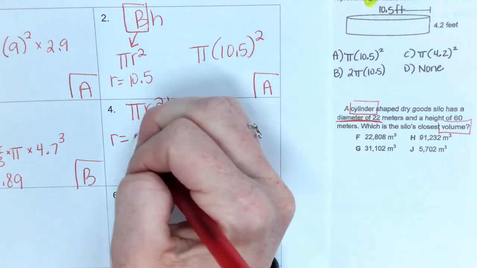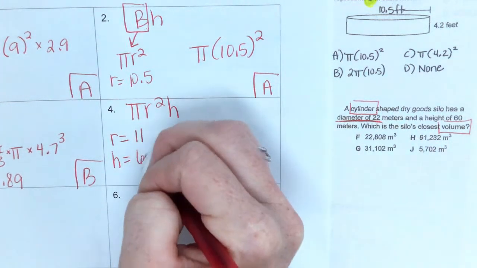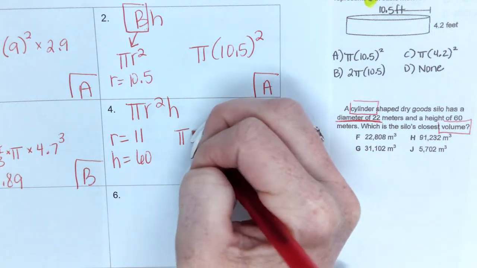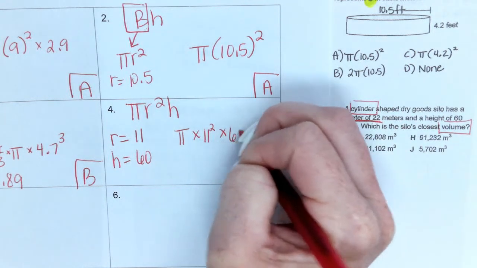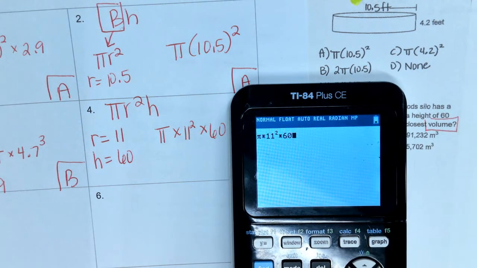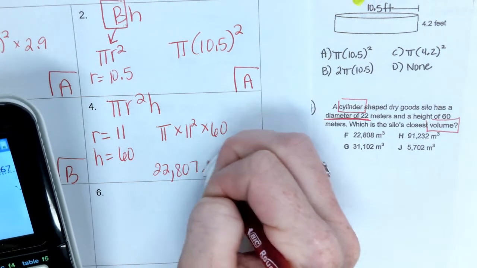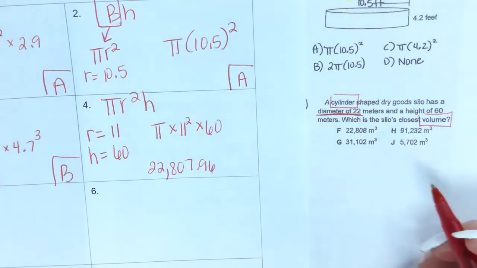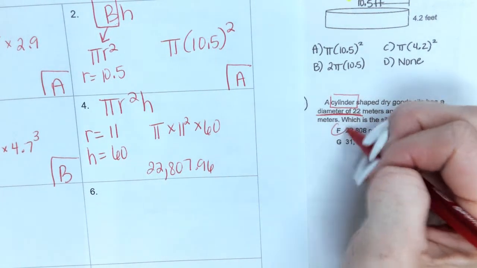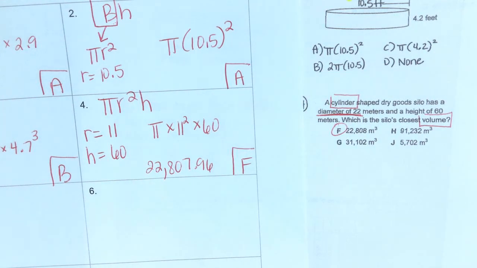22 divided by 2 is 11. Did they give you the height? 60. So I'm going to do pi times 11 squared times 60. And there's my answer, 22,807.96. And always just pick the closest answer. Which one's the closest? F. Everybody got it? Guys, this is a free 100, and this is looking like it's the test tomorrow. So please make sure you're paying attention.